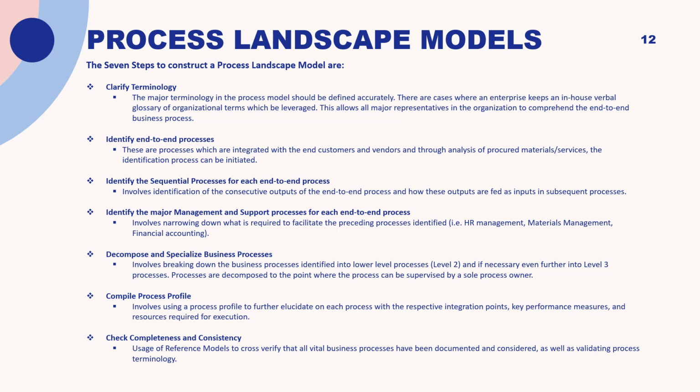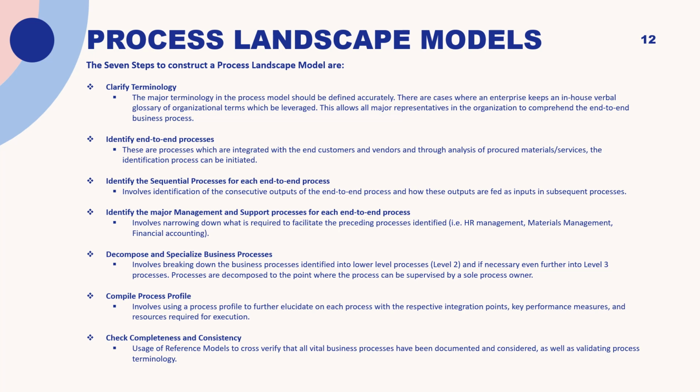The fourth step in construction of a process landscape model is to identify all of the management and support activities for each end-to-end process. This involves narrowing down what is required to facilitate the processes that were just identified, such as HR, materials management, financial accounting, information.